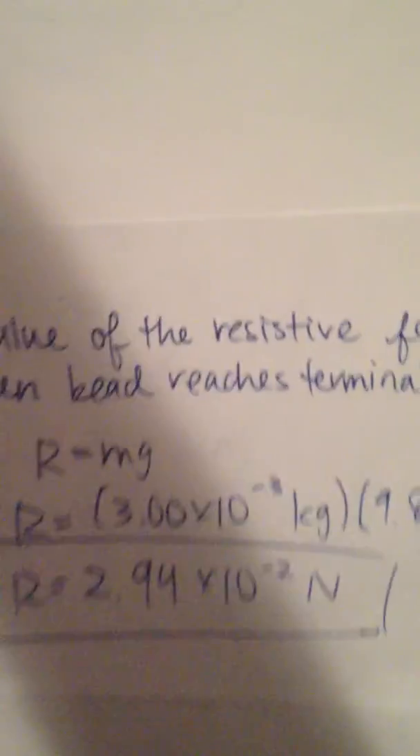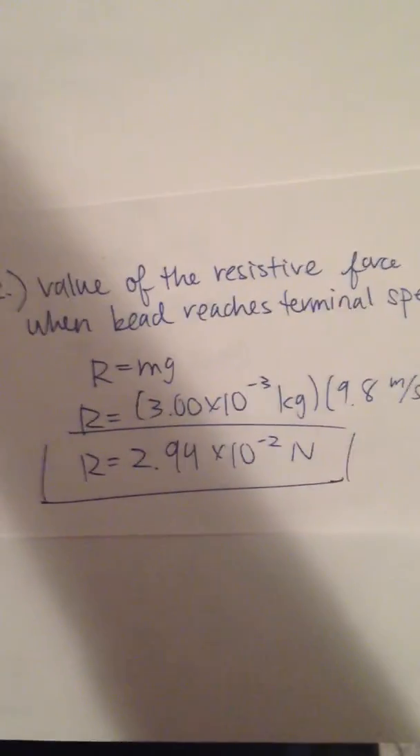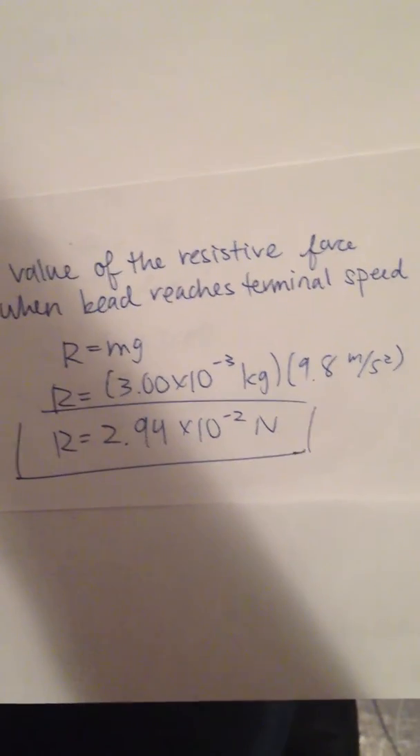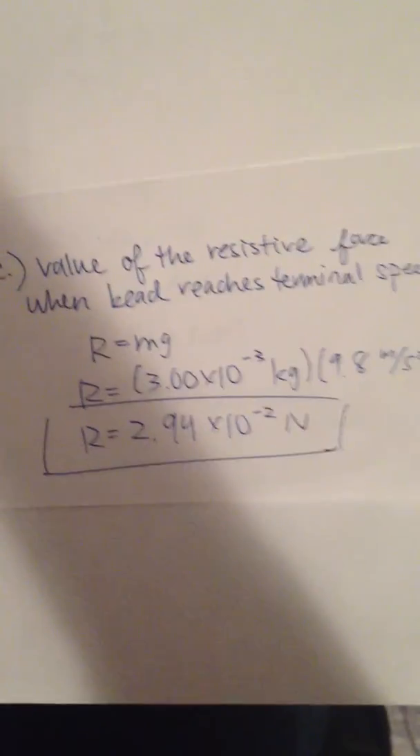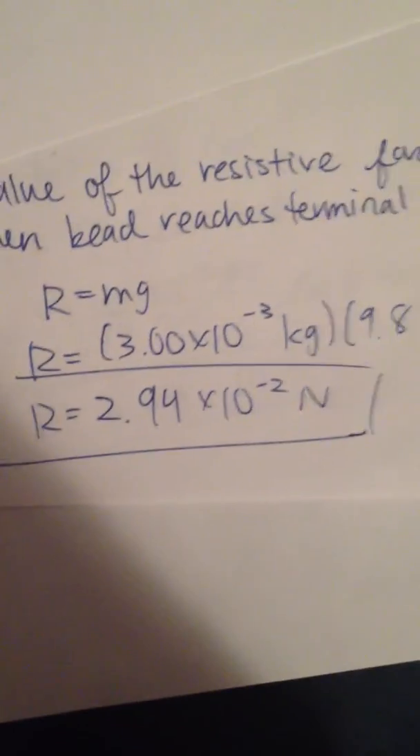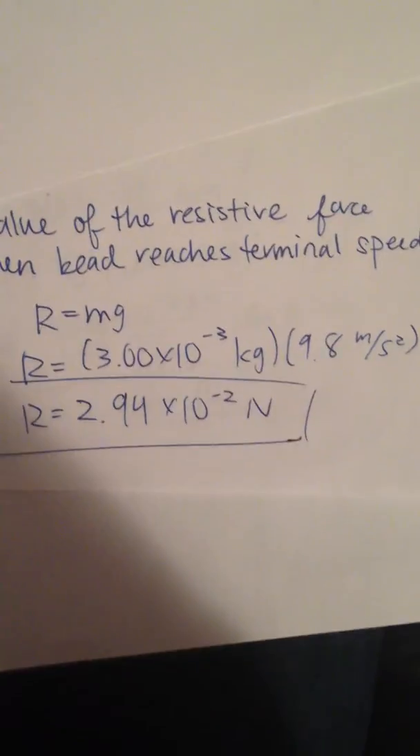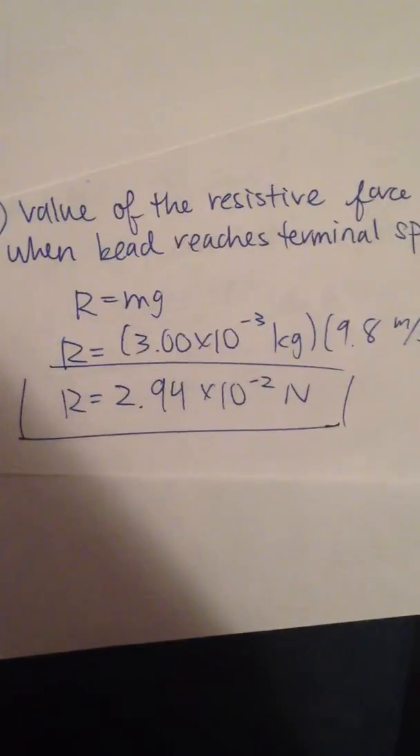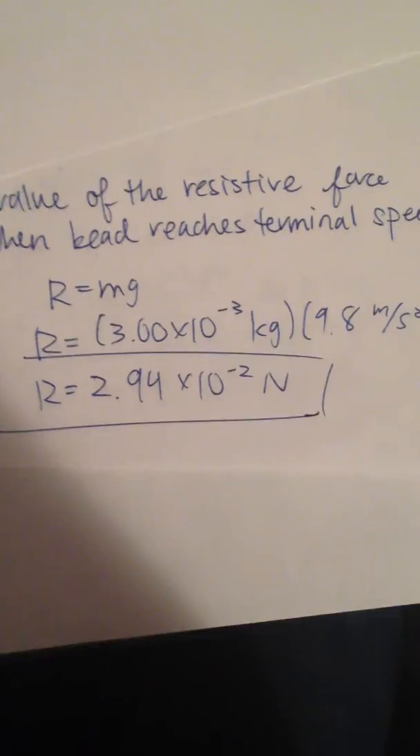That was part B. And then part C is the easiest. Okay, so in part C, we're trying to find the value of the resistive force when the bead reaches its terminal speed. So R is equal to mg from our picture. We can see that. So R equals mass times gravity. And we know our mass and we know our gravity, so we just plug that in to get R equals 2.94 times 10 to the negative second newtons. And that was problem 31 on chapter 6.